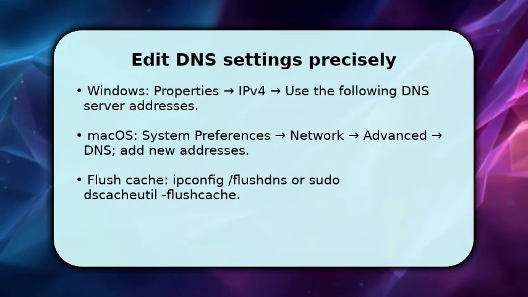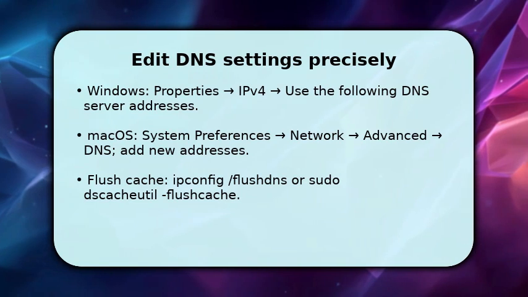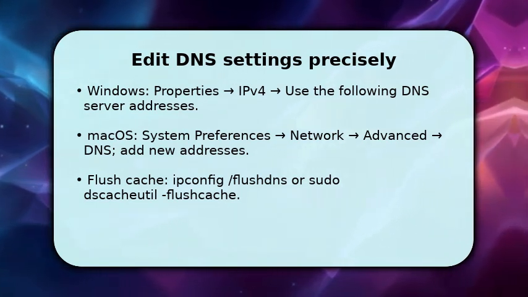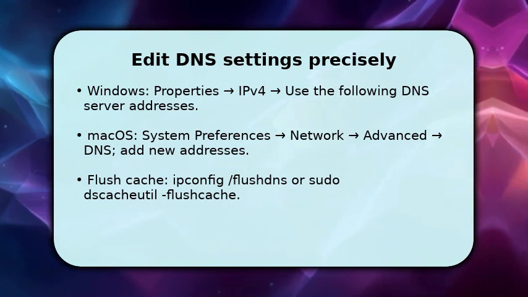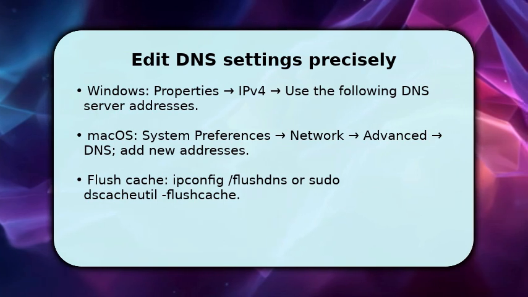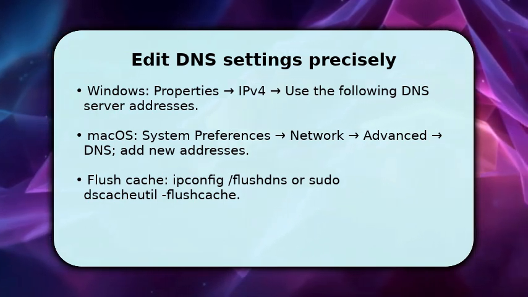You now perform the detailed edits. In Windows, open Adapter Properties, select Internet Protocol version 4, use the following DNS server addresses, and enter primary and secondary values. On macOS, go to Network, Advanced, DNS, and add the addresses, then apply.